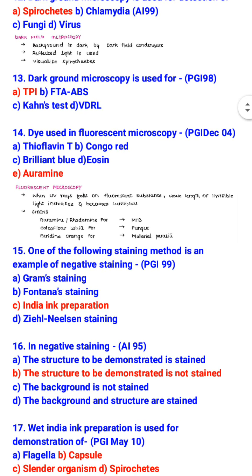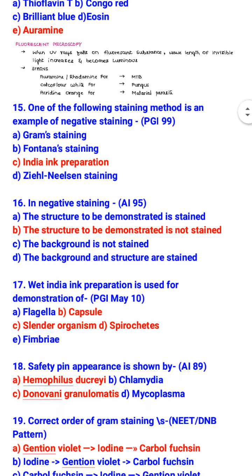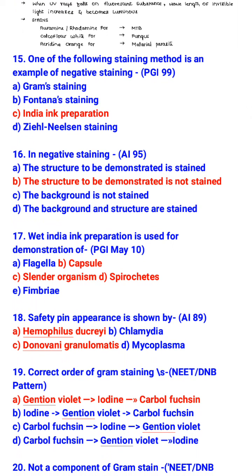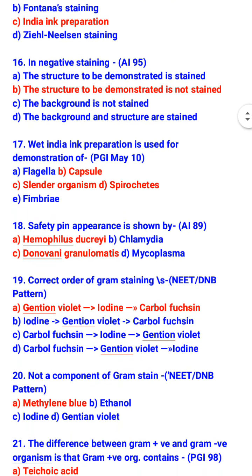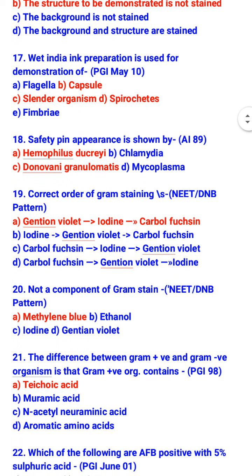One of the following staining methods is an example of negative staining: Indian ink preparation. In negative staining, the structure to be demonstrated is not stained. Wet Indian ink preparation is used for demonstration of capsule, slender organism and spirochetes. Safety pin appearance is shown by Haemophilus ducreyi and Donovani granulomatous. Correct order of gram staining is gentian violet, iodine, then carbol fuchsin.